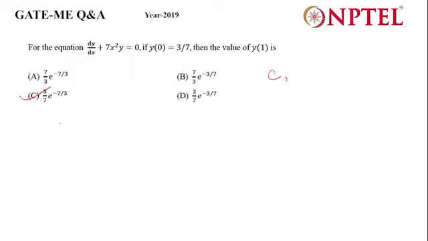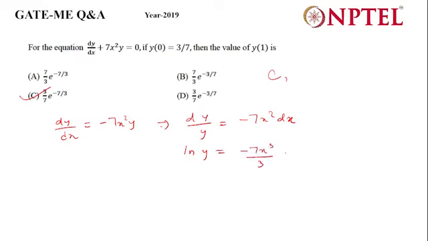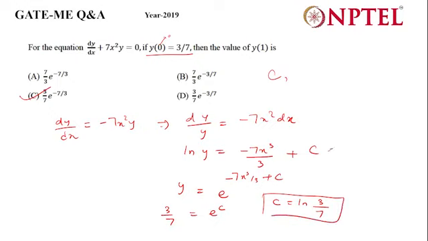So what is your equation? dy/dx is equal to minus 7x squared y. This is a variable separable type, so we will solve this equation very quickly. Our solution will be ln y equals minus 7x cubed divided by 3 plus c. What is the boundary condition here? At x equals 0, y is 3/7. Now we put this boundary condition: y is equal to e to the power minus 7x cubed by 3 plus c. Now it will be 3/7 equals e^c, so your c will be ln 3/7. Now we will put this value in this equation.